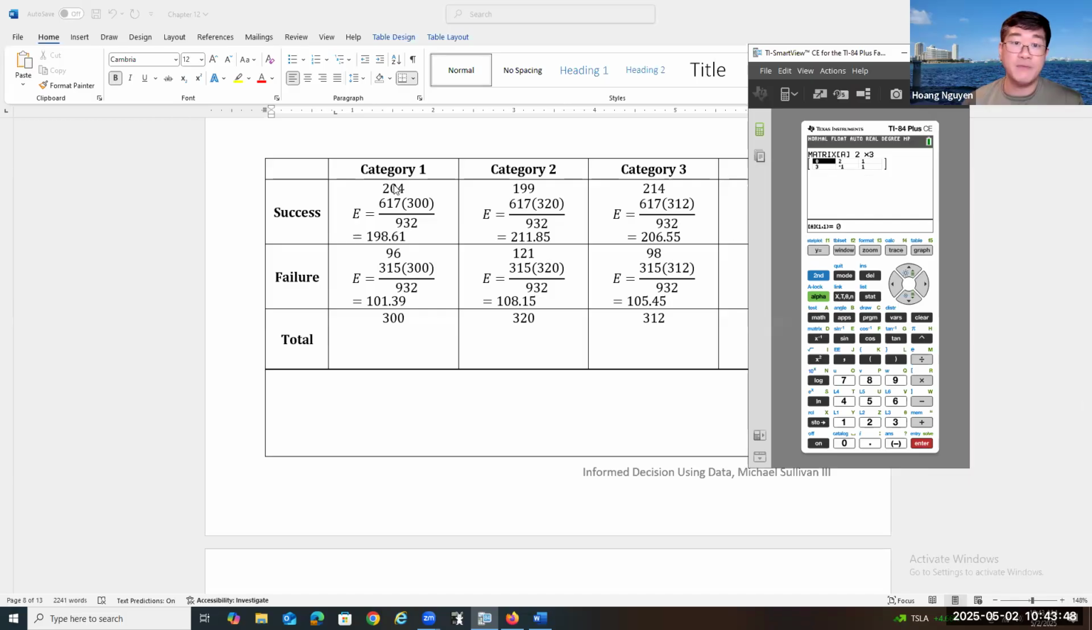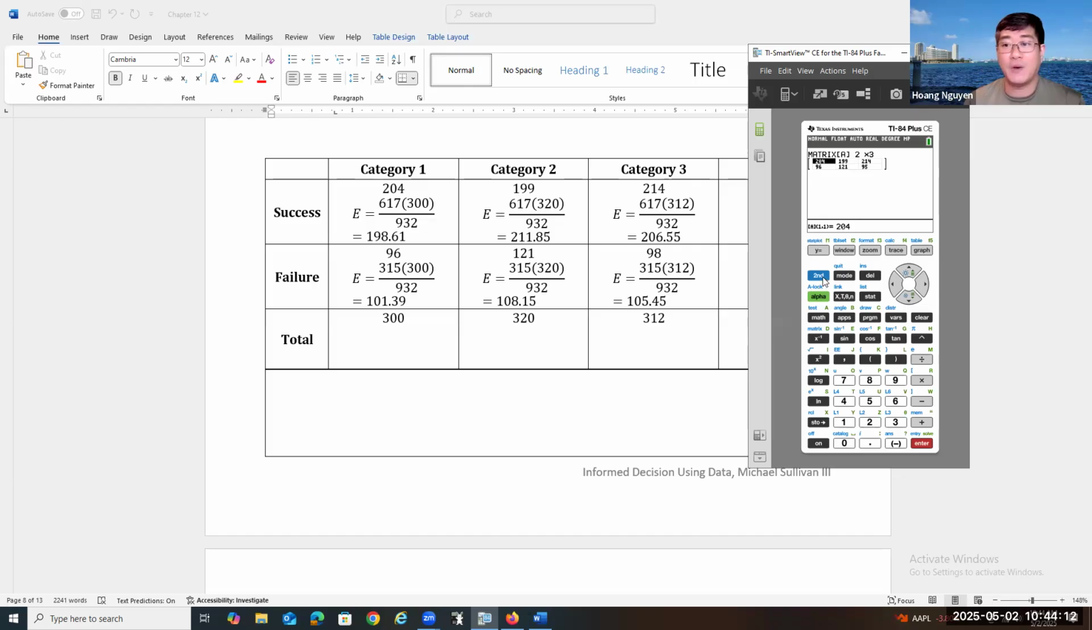So the first observed value we have is 204. I'm going to put the observed values in matrix A. And then the next one is 199. The next one is 214. The next one is 96. The next one is going to be 121. And the next one is 98. So this is going to be the observed matrix A. So that's how you input the matrix.